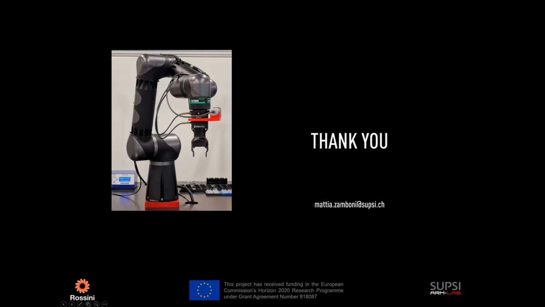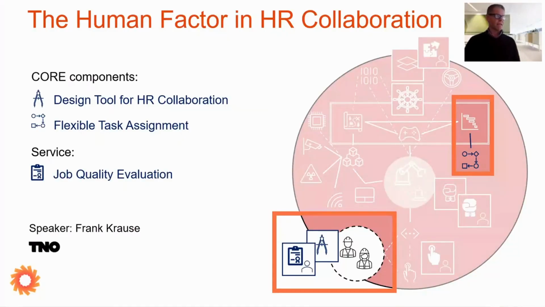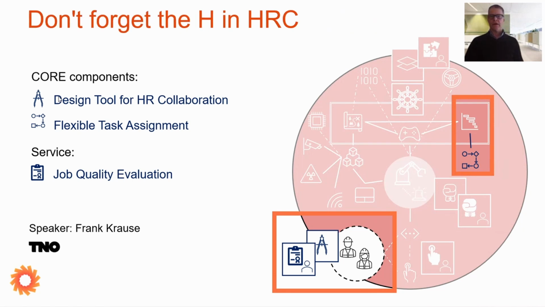Then we can move to Frank's presentation from TNO that will explain to us about the human factor. I would almost say, and now for something completely different. So we're talking about the human factor in human-robot collaboration. And why is this important? I think we shouldn't forget the H in HRC. And why is this important?